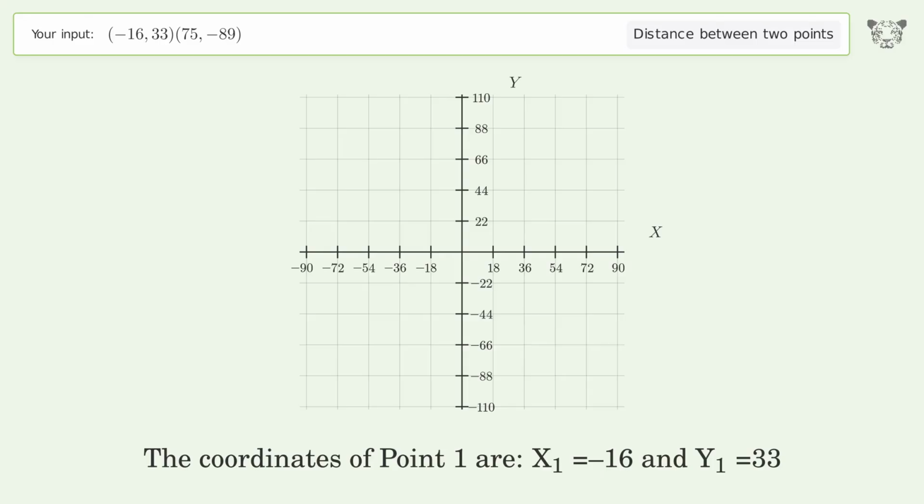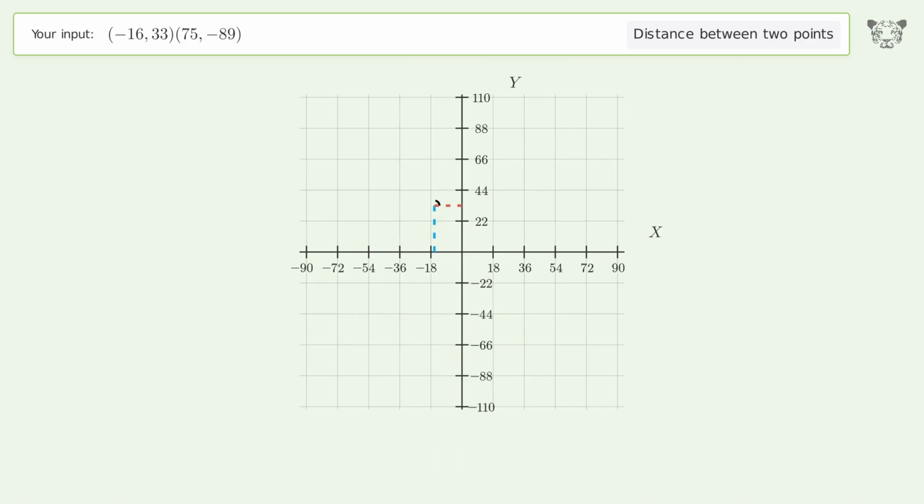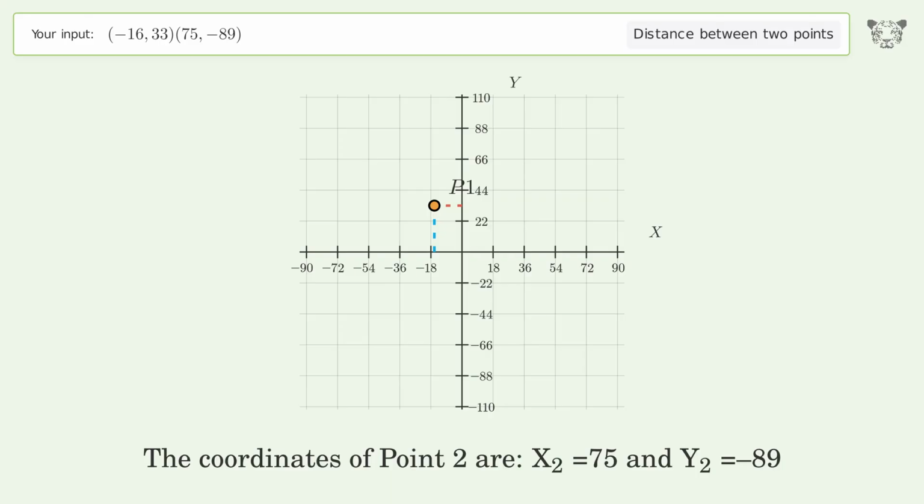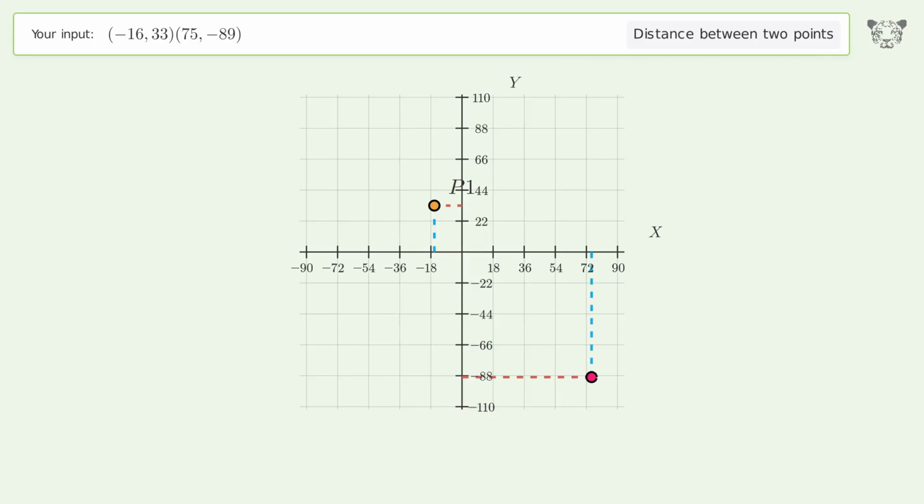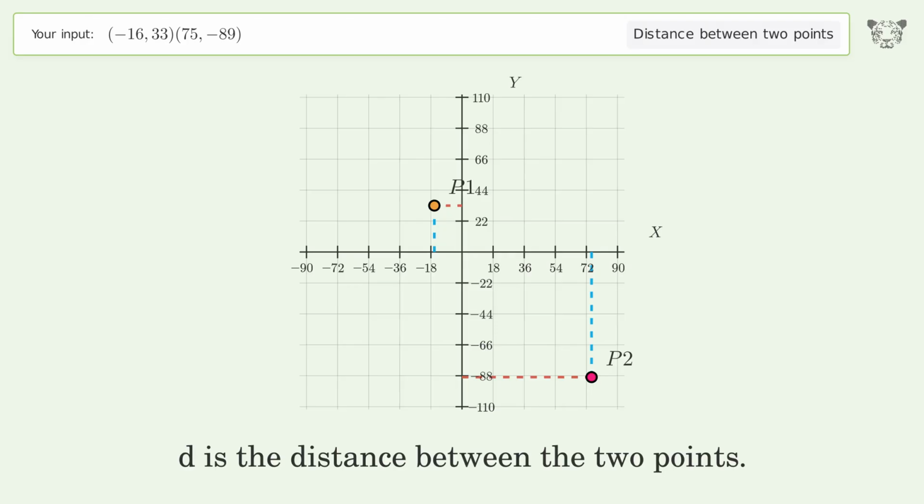The coordinates of point 1 are, x1 equals -16 and y1 equals 33. The coordinates of point 2 are, x2 equals 75 and y2 equals -89. D is the distance between the 2 points.